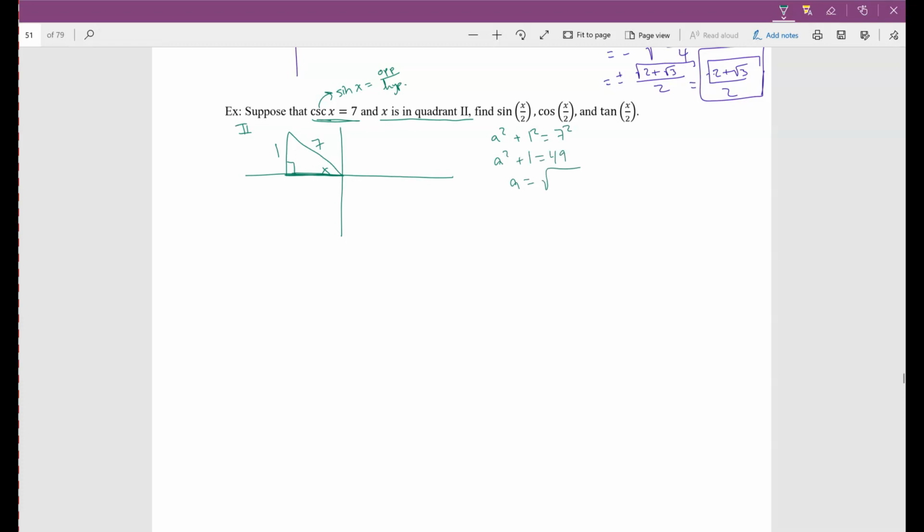Subtract the 1, so it gets square root of 48. You can actually try to reduce this. If you go into your calculator and put square root of 48, you will see that I'm going to get 4 square root of 3. So you want to make it a little nicer.